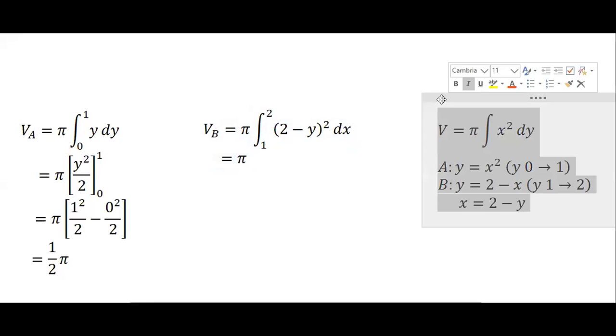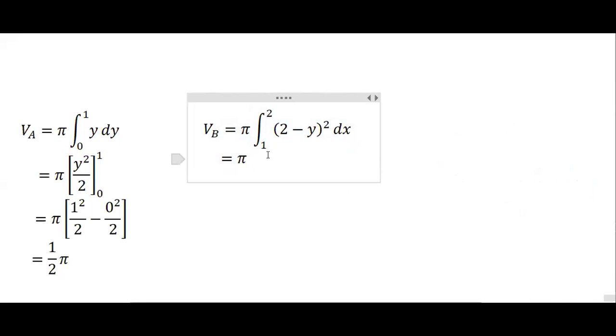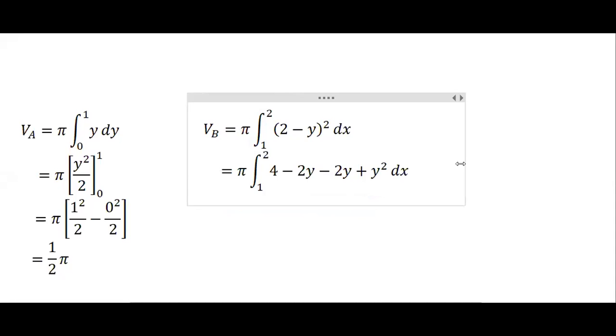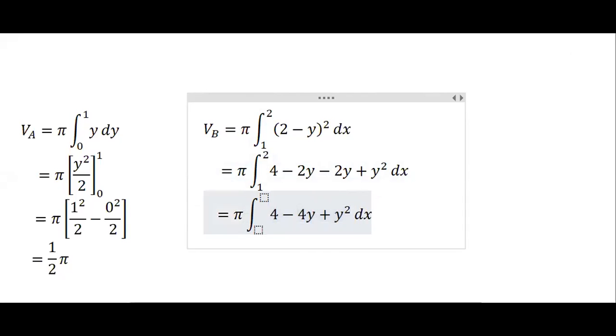Okay, from 1 to 2. Okay, so let's expand it. Ada student bagi jawapan. Kamu expand, kamu tulis 2 bracket lah. 2 darab 2, 2 to 4. Negative 2 times negative y, negative 2y, negative 2y. Positive y square. Macam ni pun boleh. Ataupun terus buat pun boleh. So after that, what you get? So you will get here 4 minus 4y plus y square dx.